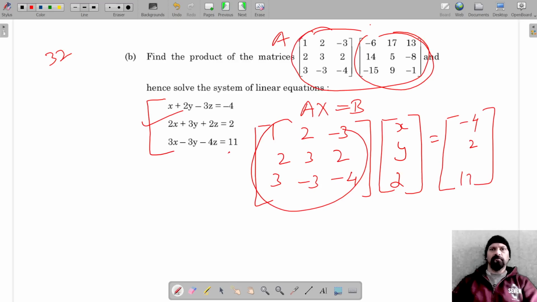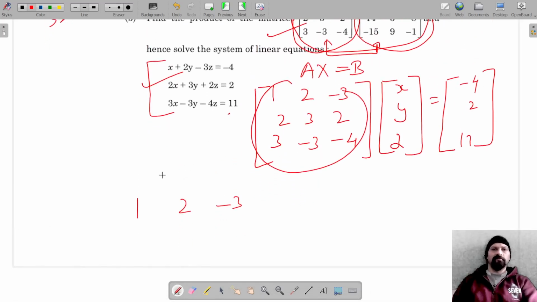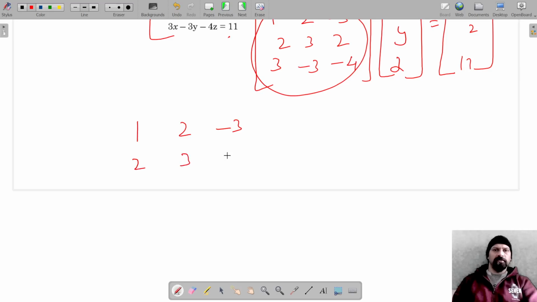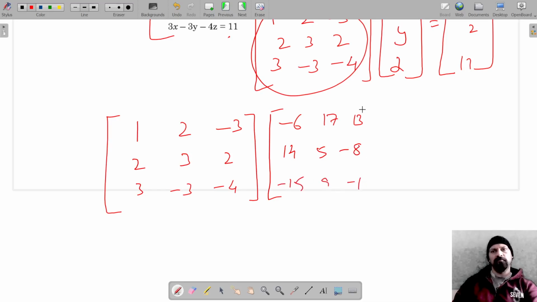So let's multiply them. Clearly, we find the product of these two matrices. I'm going to find the product now. The first matrix is 1, 2, negative 3. This is 2, 3, 2. And the third row is 3, negative 3, negative 4. This is our A matrix. And we have to find its product with negative 6, 17, 13, and 14, 5, and negative 8, and then negative 15, 9, and negative 1.